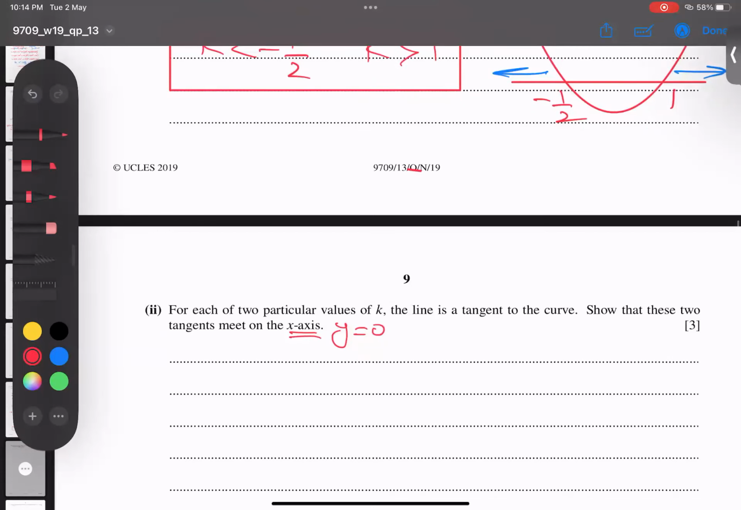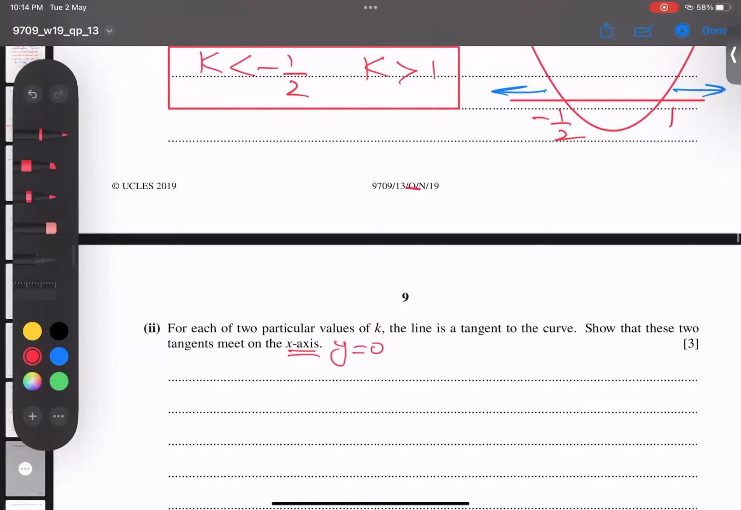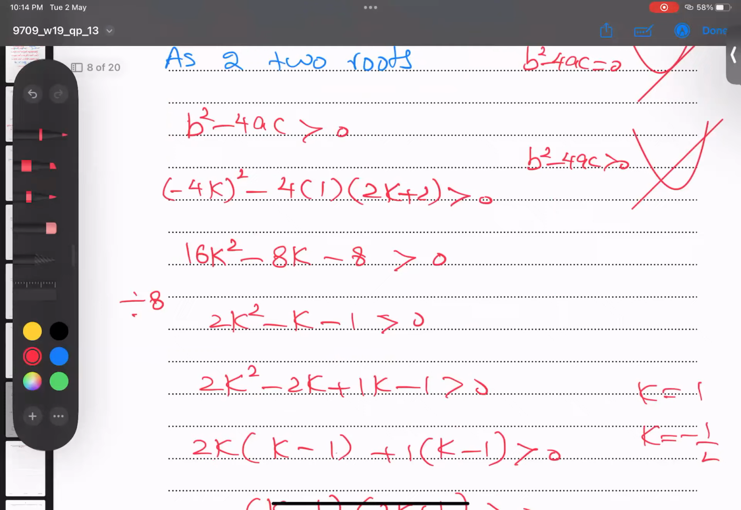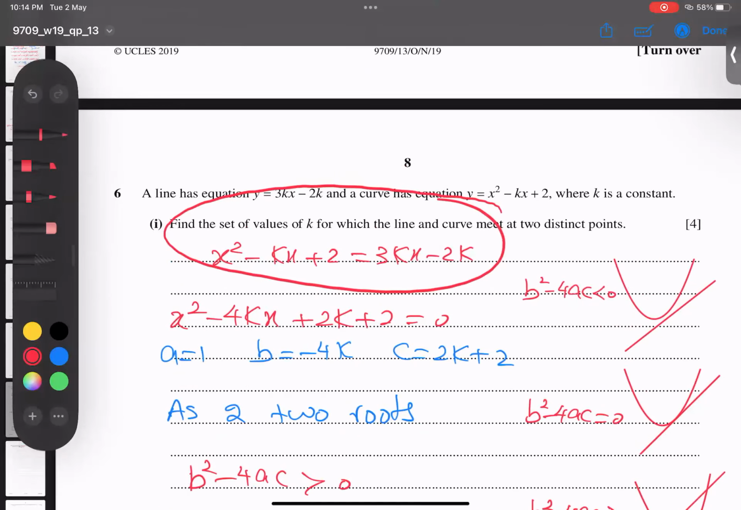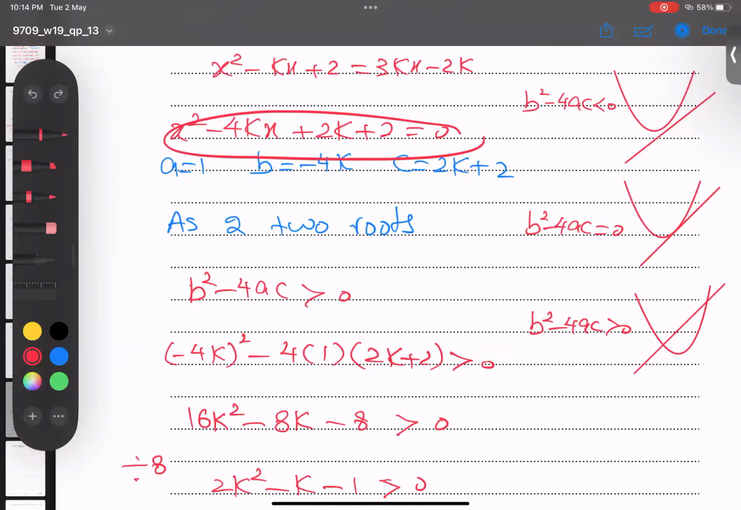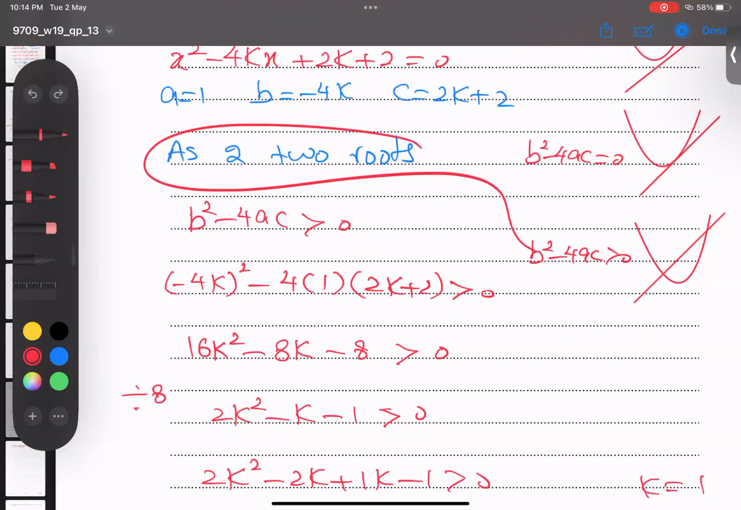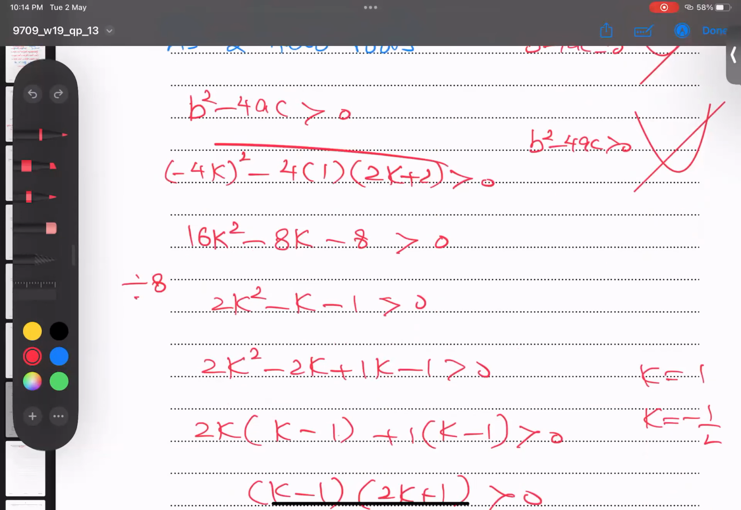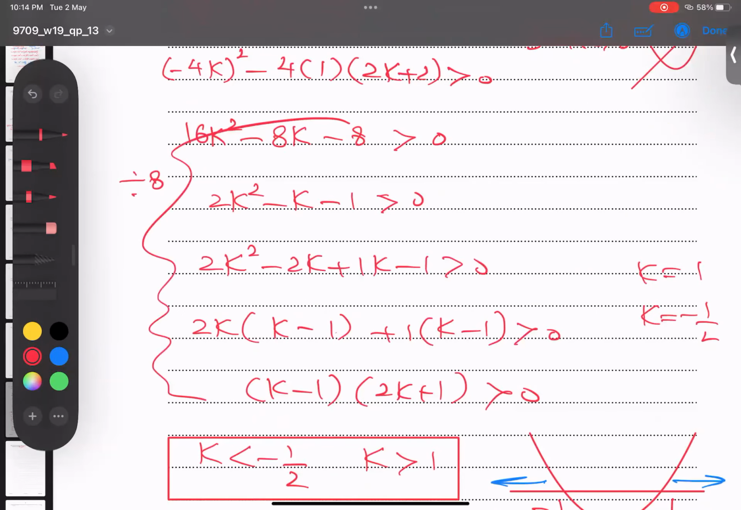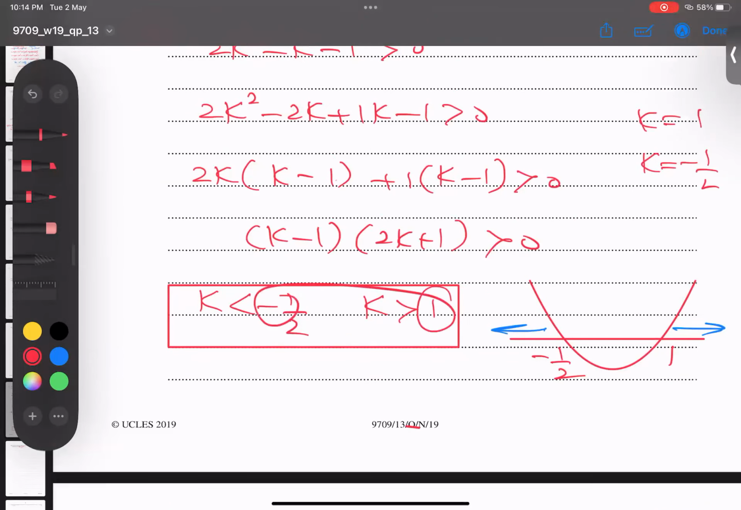But first of all, what is the plan of action? He said find two particular values. For each of the two particular values of k, the line is tangent to the curve. You know, students, look at it. This step is the same for tangent too. For tangent, here we get equal to 0, not less than. It means this whole working is the same, only equal to 0 here. The whole working is the same and we get the same values, but only the equal sign comes.